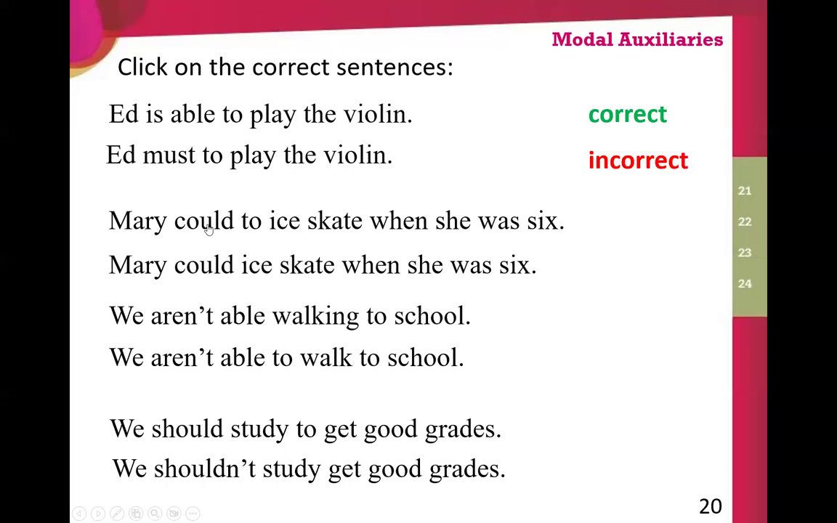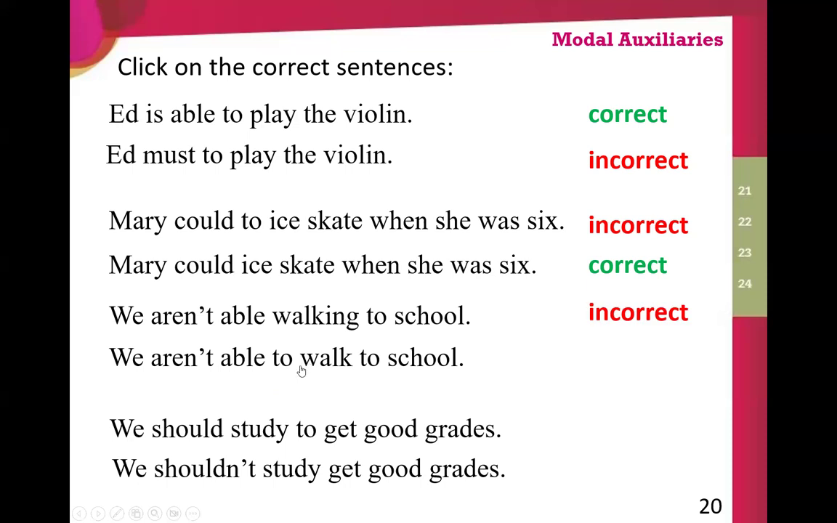Okay, the third one, Mary could to ice skate. Is it correct? Wrong. Why? Can you correct it? Yes, Mary could ice skate when she was 6. That's right. We should omit the preposition to because could is followed by the infinitive form of the verb without preposition. The next one, which one is correct? We aren't able walking to school. This is wrong.